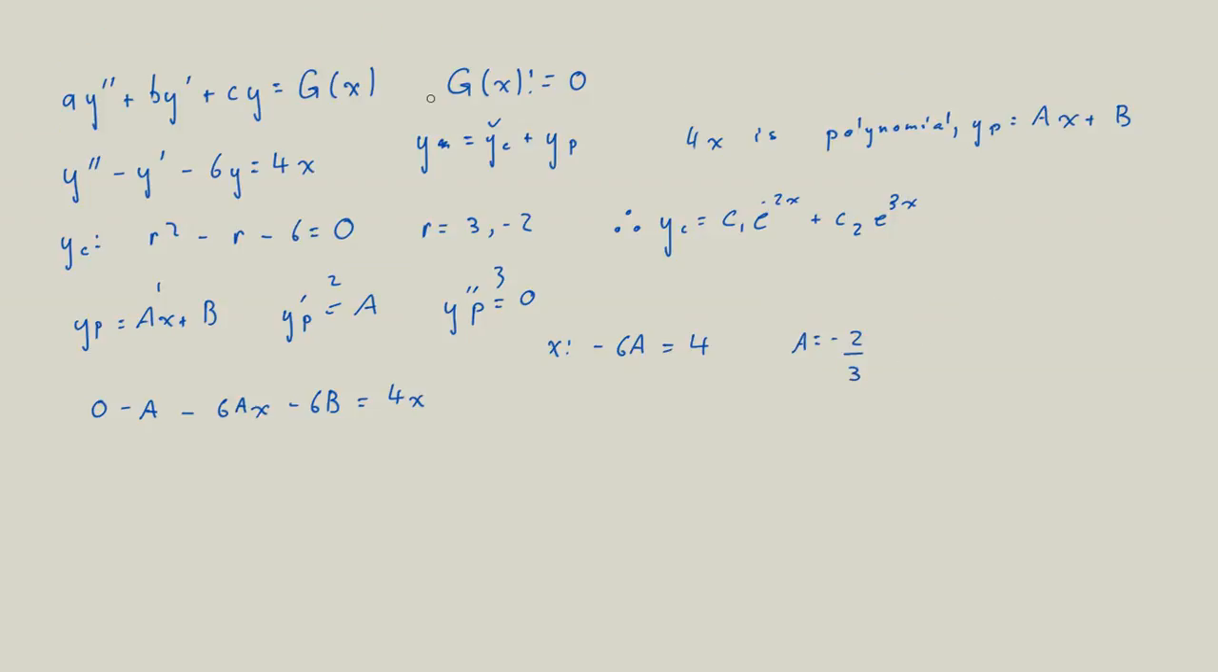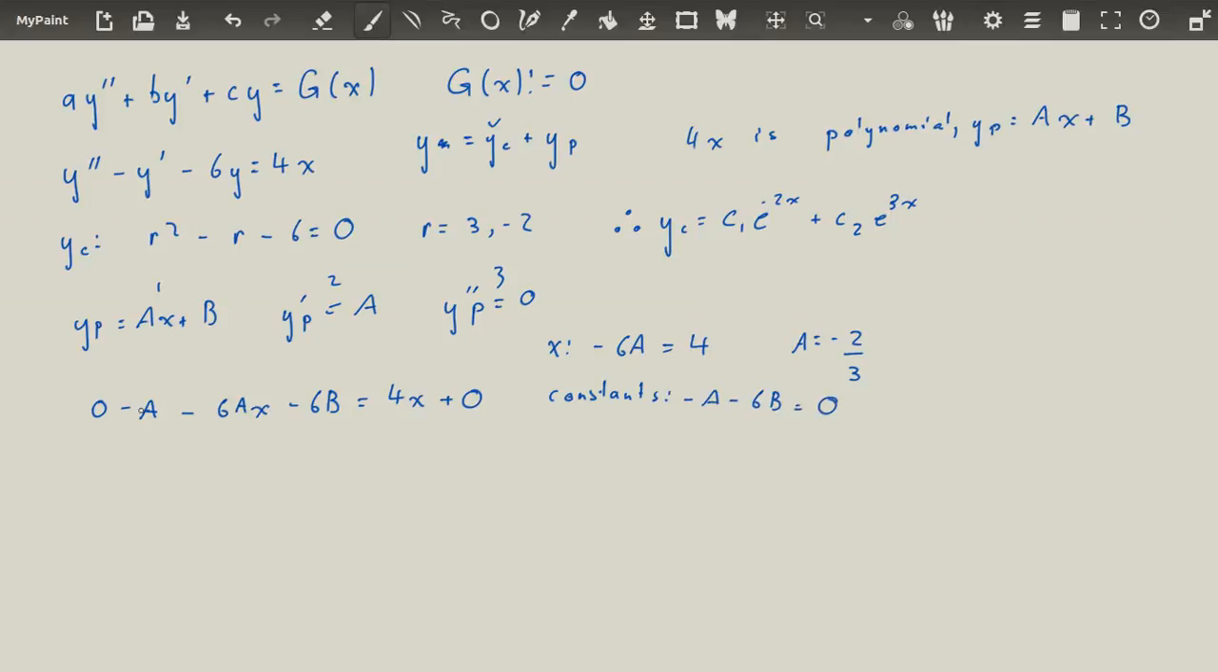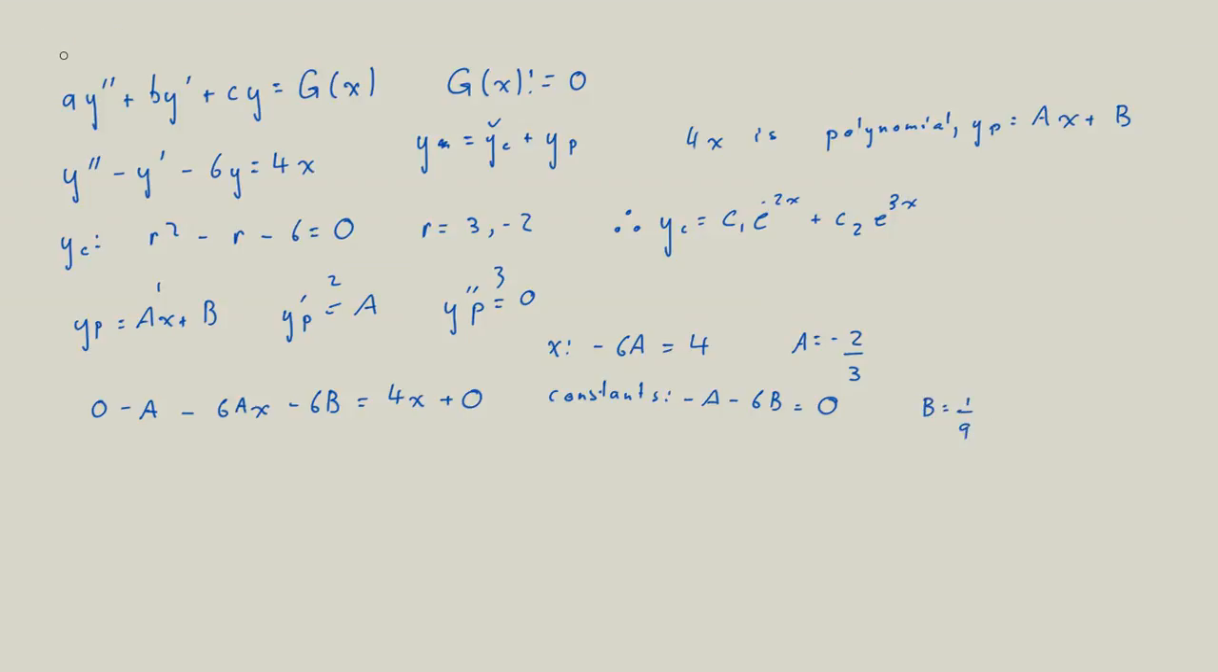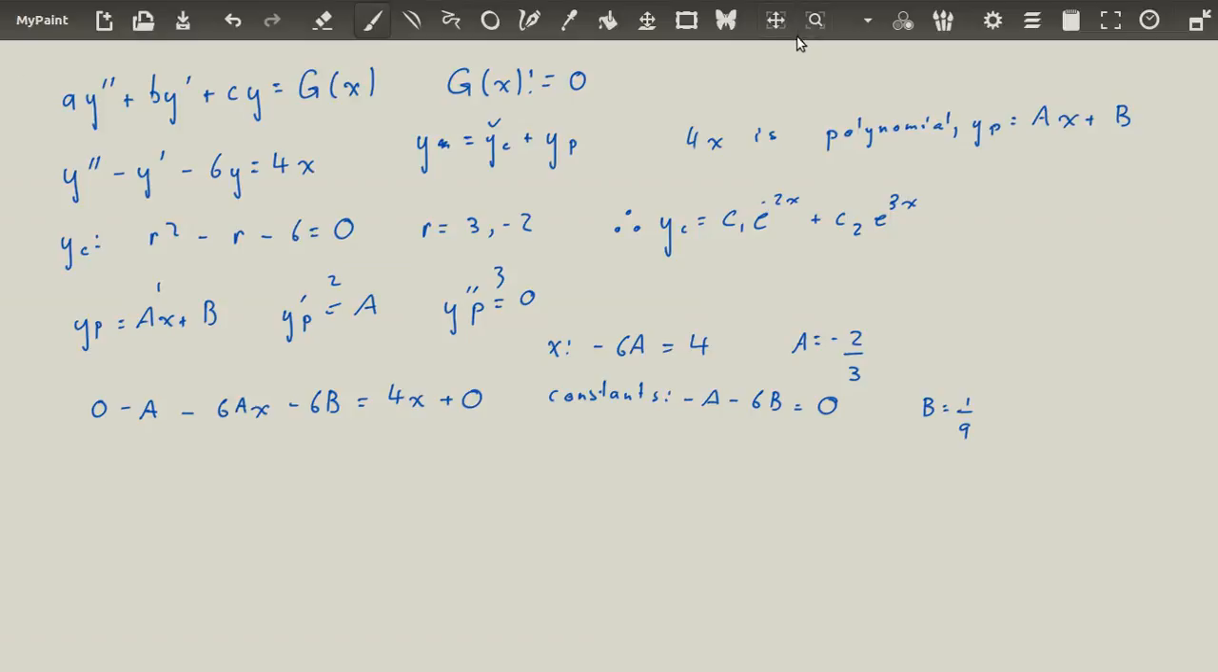So that's done there. Now we're going to examine the constants. So we have the negative a and the negative 6b on the left hand side, and 0 on the right hand side. So we know that for the constants, negative a minus 6b is equal to 0. There's no constant on the right hand side, so these two need to cancel each other out. Because a is equal to negative 2 over 3, we can just plug that in. That'll give you b is equal to 1 over 9. You can pause the video and prove that for yourself. I just don't want to make this longer than it needs to be.